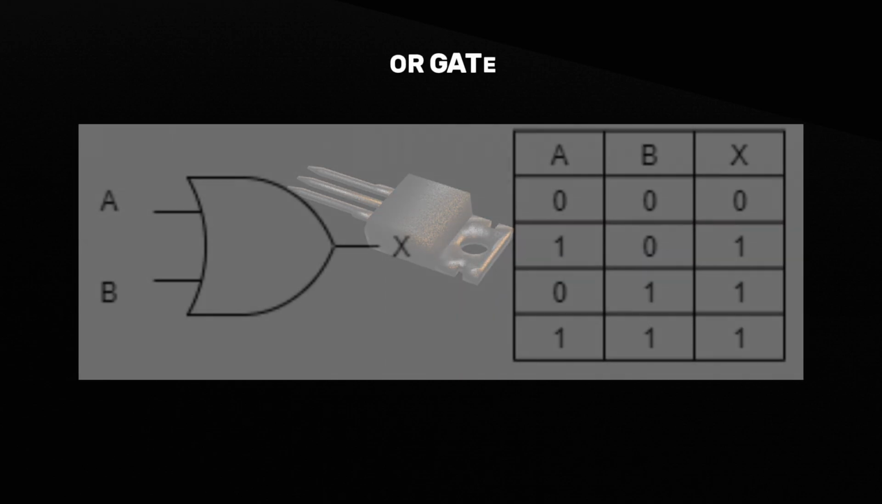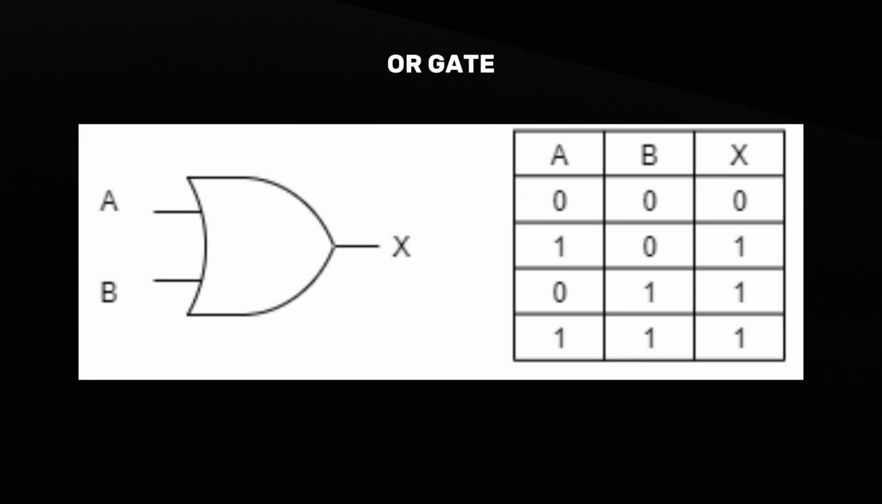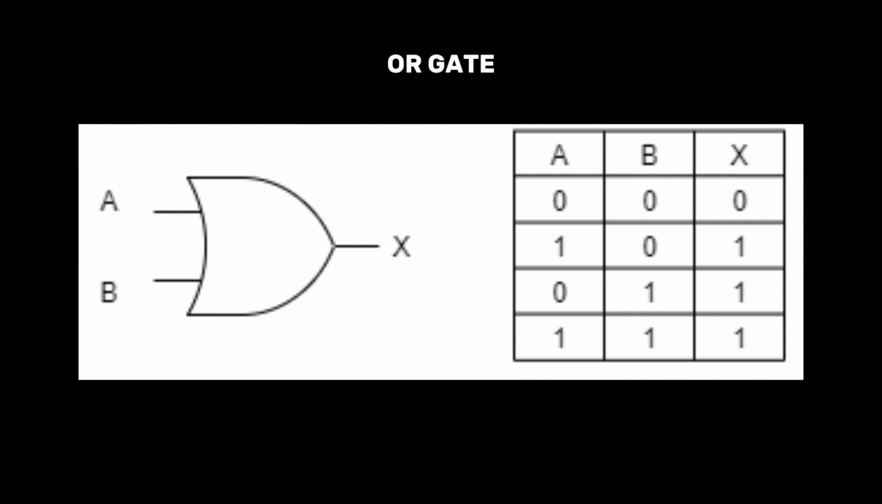Lastly, we have the OR gate. An OR gate also has two or more inputs, but it produces an output of 1 if at least one of the inputs is 1. For example, if input A is 1 and input B is 0, the output will be 1. If both inputs are 0, the output will be 0. Only then will the output be 0. OR gates are typically represented as a curved shape with a pointed end in circuit diagrams.